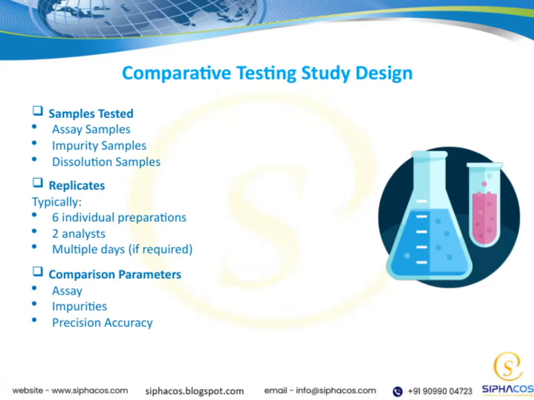Now let's look at how we designed our comparative testing study. We tested 3 types of samples: assay samples, impurity samples, and dissolution samples. To ensure reliability, we worked with 6 individual preparations, had 2 different analysts involved, and repeated the tests across multiple days when needed. Our main focus was on comparing key parameters: assay, impurities, precision, and accuracy. This setup helps us build confidence in the consistency and quality of the results.